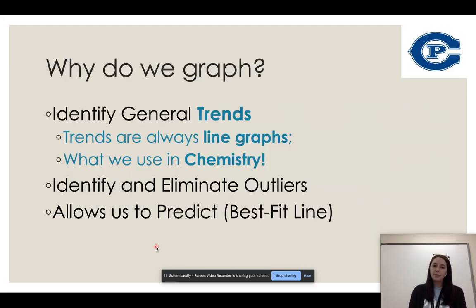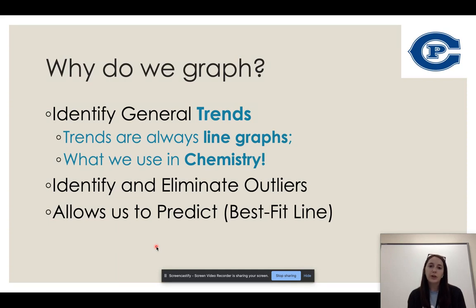Why do we graph is an excellent question. We graph because in chemistry, we want to identify general trends that we see. These trends are always going to be used in line graphs, and this is what we use in chemistry. We never use bar graphs. We never really use pie graphs. We're very big line graph kind of science. And so understanding how to identify a trend in a line graph is extremely important.